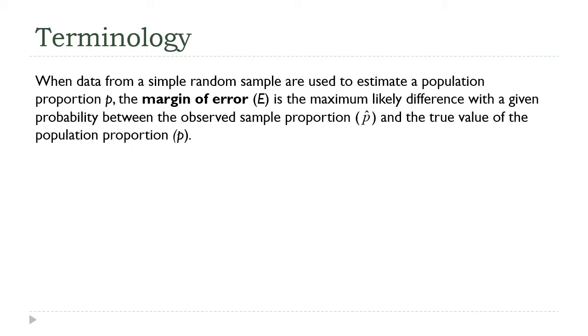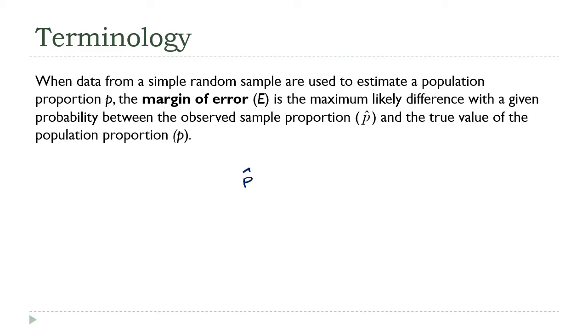The margin of error. This is the key thing that we're going to be calculating to find a confidence interval. The margin of error is the maximum likely difference with a given probability, that's the confidence level, between the observed sample proportion and the true value of the population proportion. So what we're going to do is we're going to know p hat. That's our sample proportion. We're going to calculate that from our data.